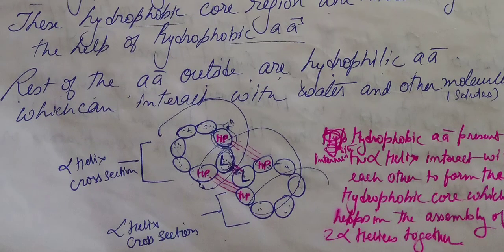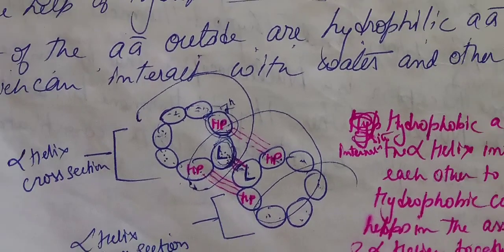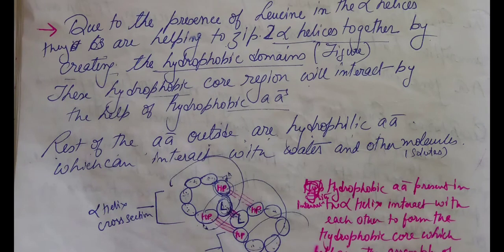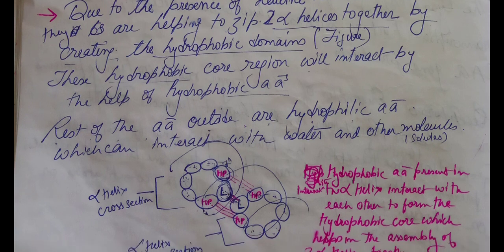So see, the two turns in the alpha helix, you can see here, they are interacting with each other. See the leucine, the seventh amino acid, they are interacting with each other by creating a hydrophobic domain. Actually, this hydrophobic core region will interact with the help of hydrophobic amino acids. The rest of the amino acids outside are hydrophilic, which can interact only with water and other molecules, meaning other solutes.